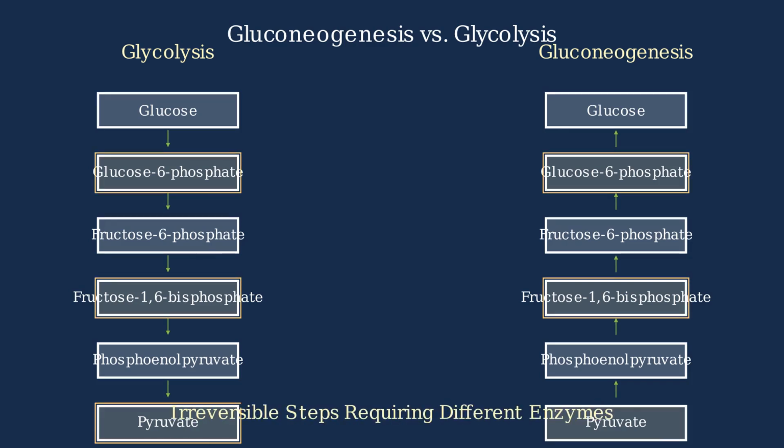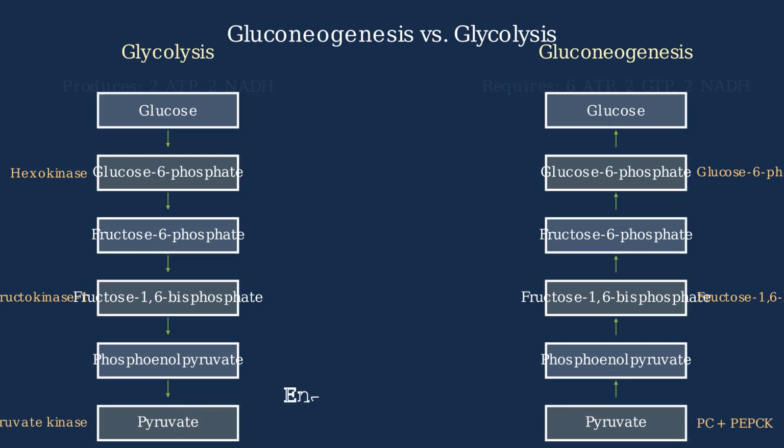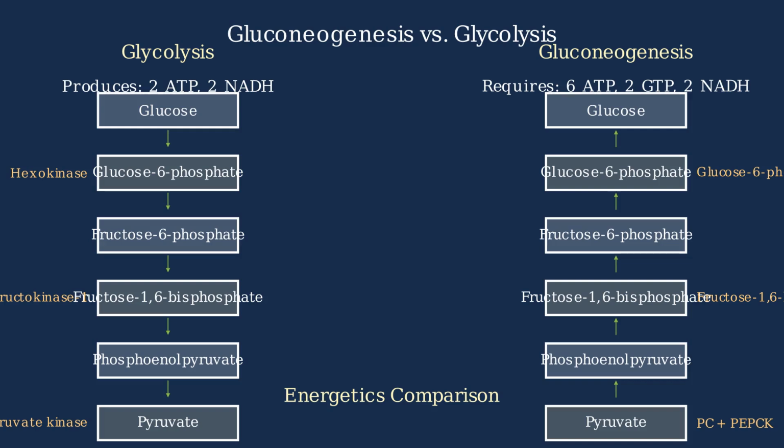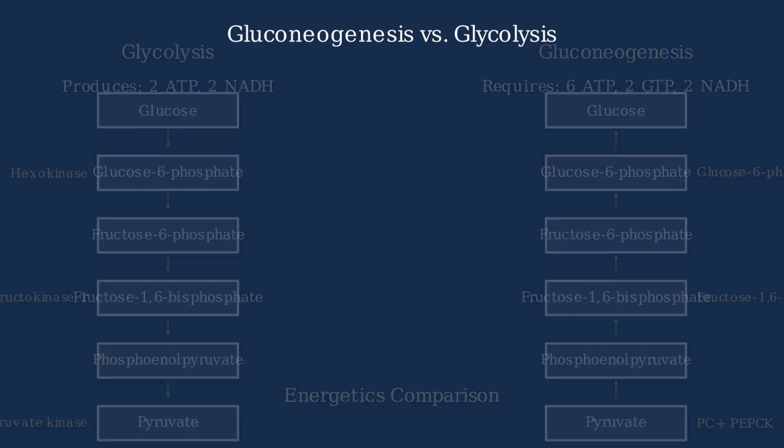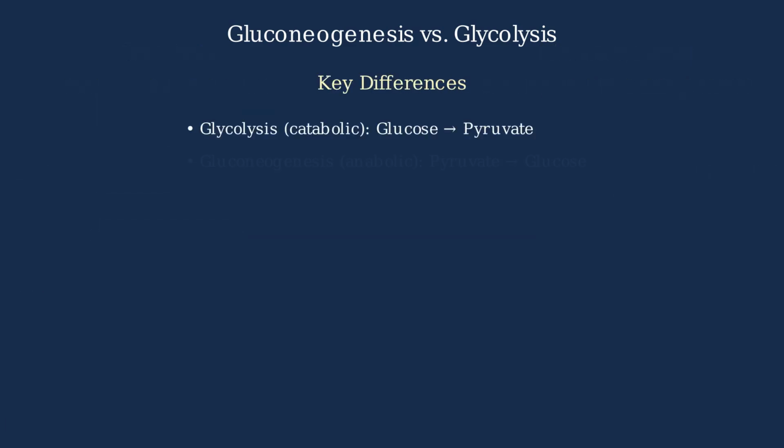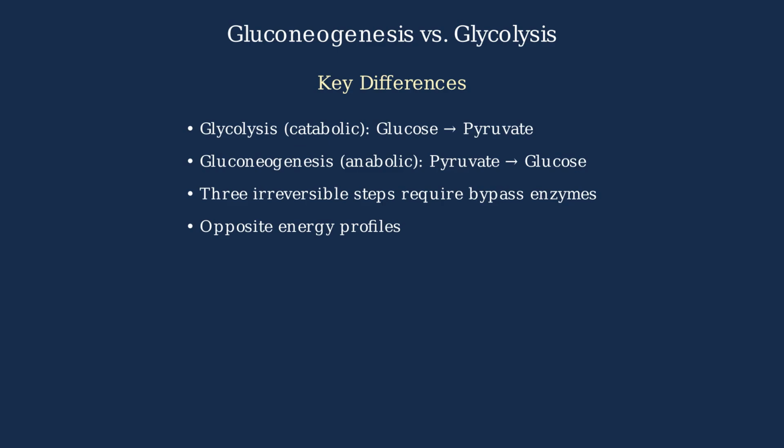Gluconeogenesis cannot simply reverse glycolysis because 3 steps in glycolysis are irreversible. These irreversible steps must be bypassed using different enzymes in gluconeogenesis. The two pathways also differ in their energy profiles. Glycolysis produces energy, while gluconeogenesis requires significant energy input. To summarize, while glycolysis and gluconeogenesis involve many of the same intermediates, they differ in direction, energy requirements, and the enzymes used at key irreversible steps.